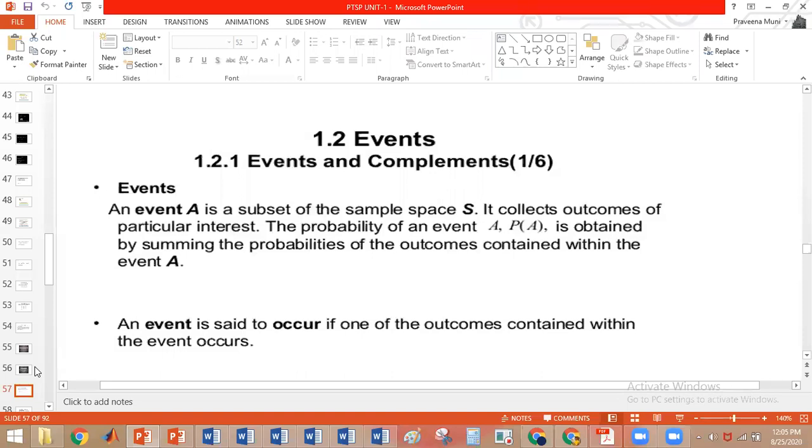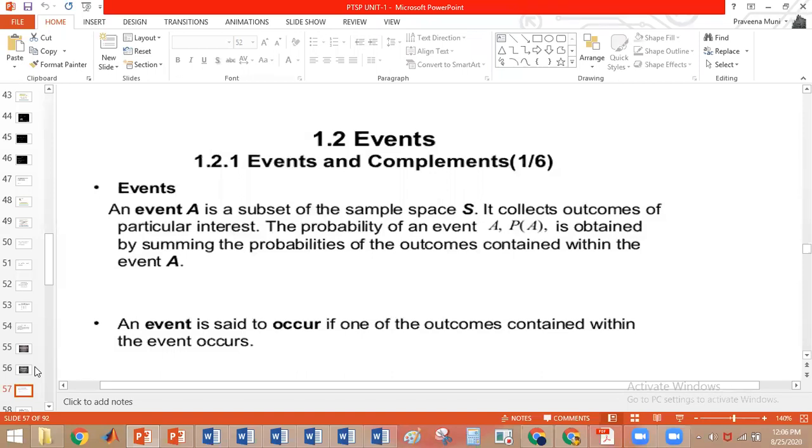For example, if you are conducting an experiment of throwing a die, what is the event here? What is the probability of getting the value 2 when you throw a die? That is a particular event. We are interested in getting the side with the value 2, which is the event here. So an event is a subset of the sample space. An event will have values from the sample space only. It collects the outcomes of particular interest. So I'm interested in only the value 2.